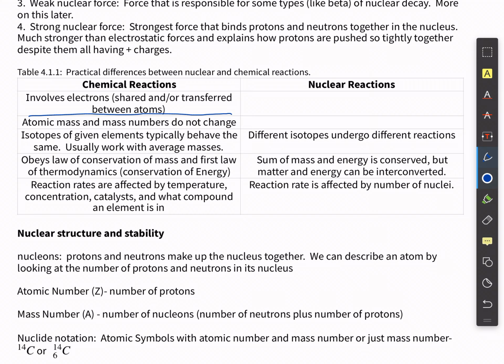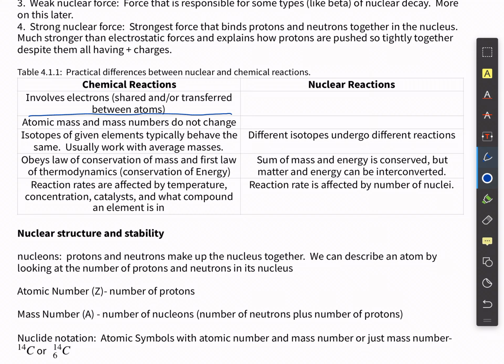Regular chemical reactions obey the law of conservation of mass and the first law of thermodynamics, which gets into the law of conservation of energy. In nuclear reactions, the sum of the mass and energy is conserved, but they are not conserved independently of each other. Mass and energy can be interconverted, which again we'll get into as this chapter goes along.